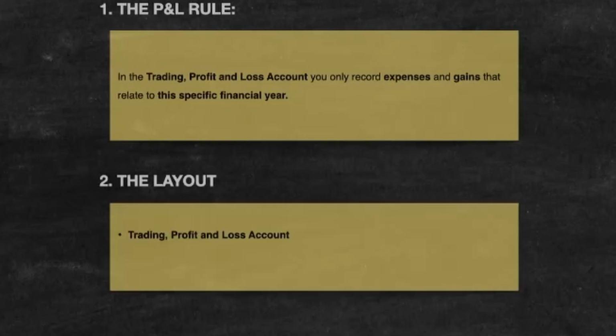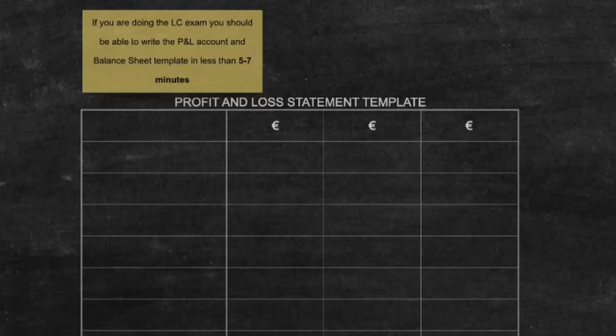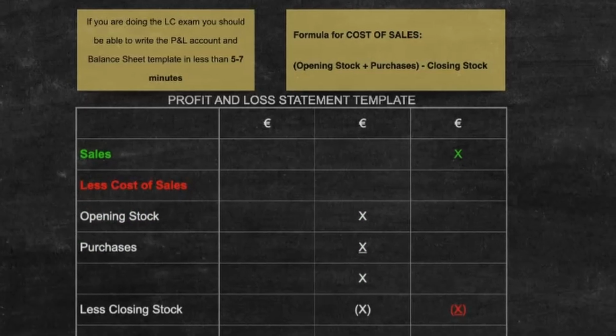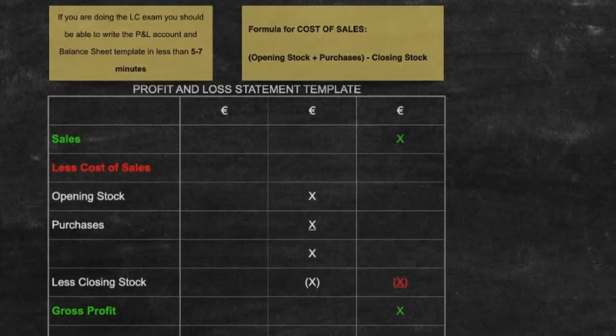Second, you have to know the layout. If you're doing the exam, this layout is non-negotiable and it goes like this. You start with the sales. This is the money you made selling goods. Then you subtract your cost of sales, which is what it cost you to get those goods ready to sell. And the formula is opening stock plus purchases less closing stock. When you subtract cost of sales from sales, you get your gross profit.